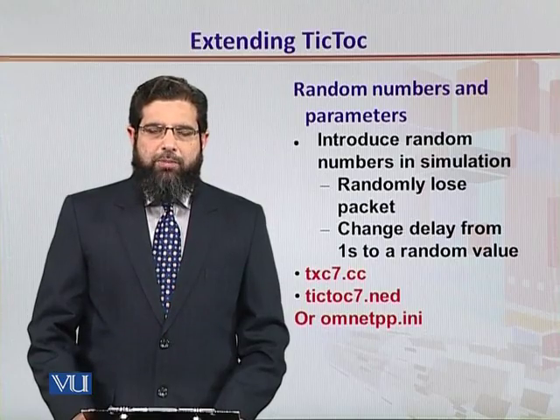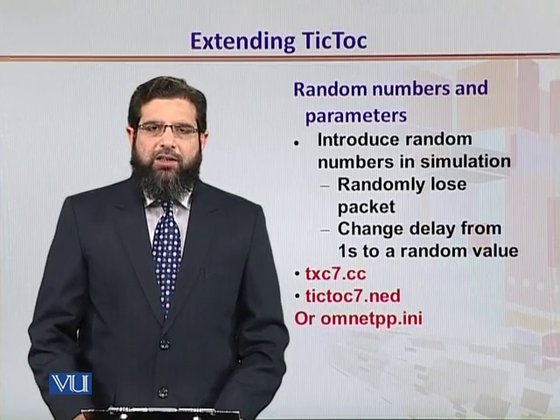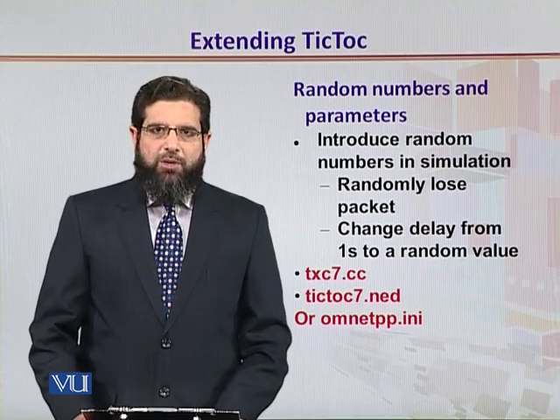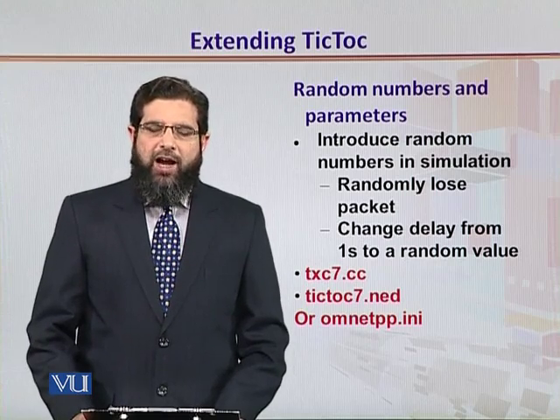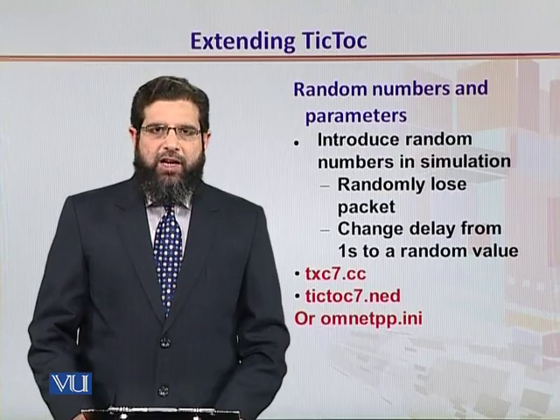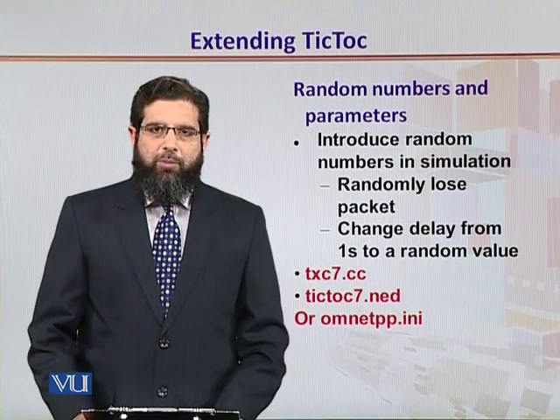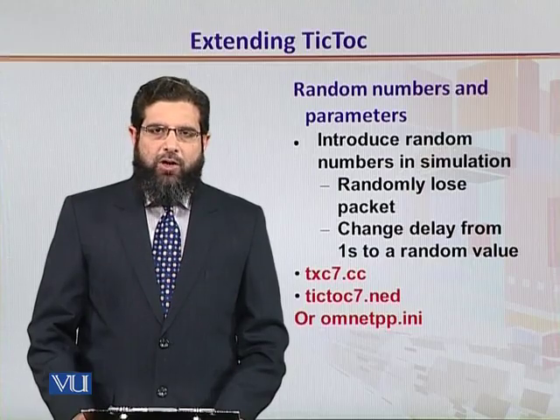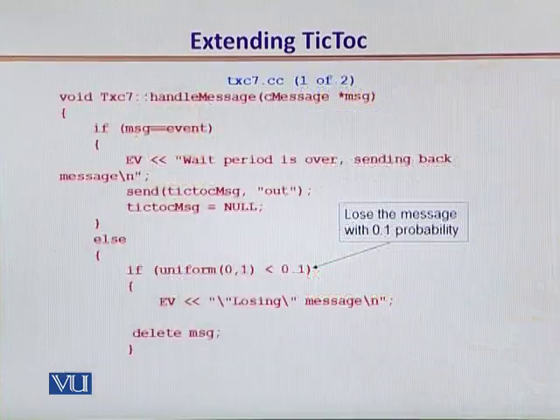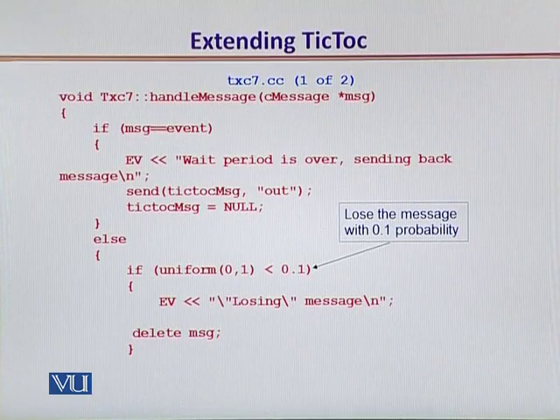It is relevant to mention here that we are going to define the working of these random numbers in the CC file, and we are going to pass the arguments and the values to these arguments in omnet.ini or NED file. When we look at the txc7.cc file, in the upper part of the code, that's the usual part: whenever a node receives a message, it is about to transmit a message and it says wait time is over, sending back message.